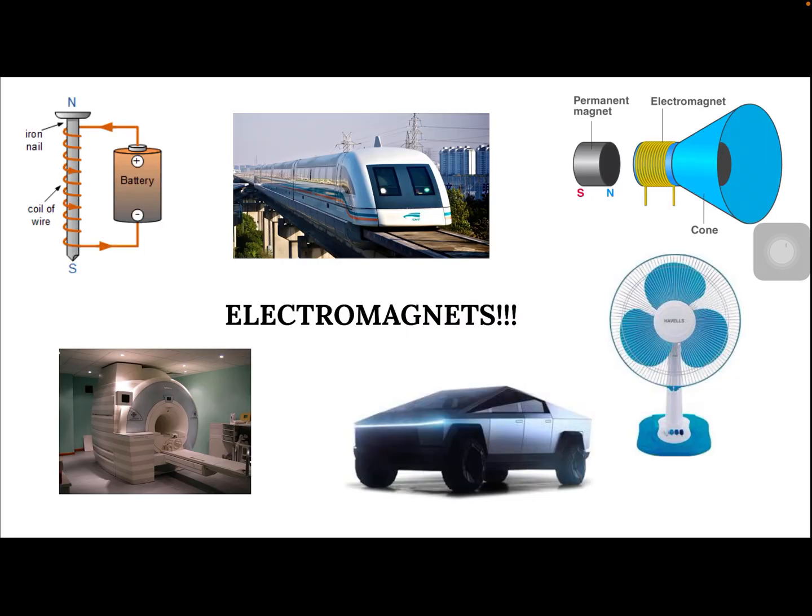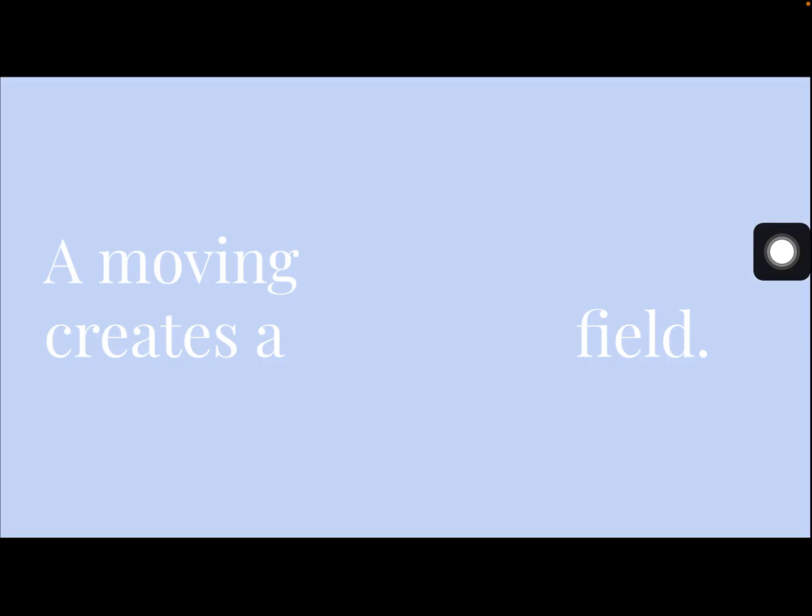Devices that use this principle are called electromagnets, and they're all over the place. You can make a simple one. You could build a maglev train. Even your AirPods or speakers use the same technology. Fans, or your Tesla Cybertruck, or an MRI machine, they all use this idea: the idea that a moving electric charge creates a magnetic field.